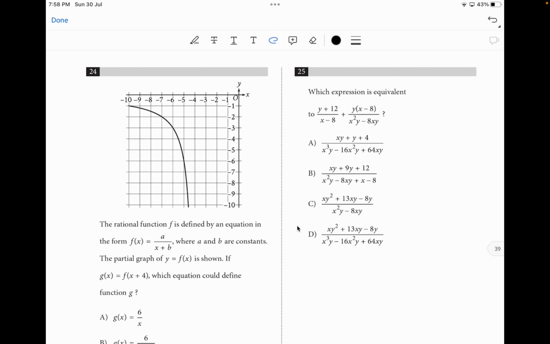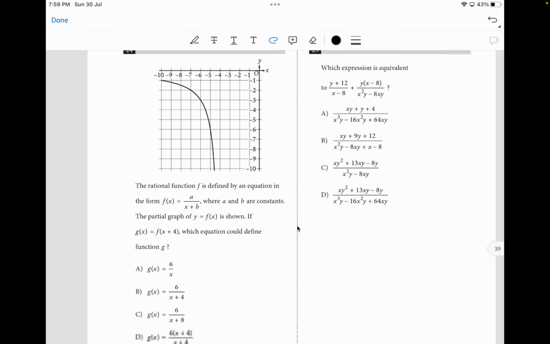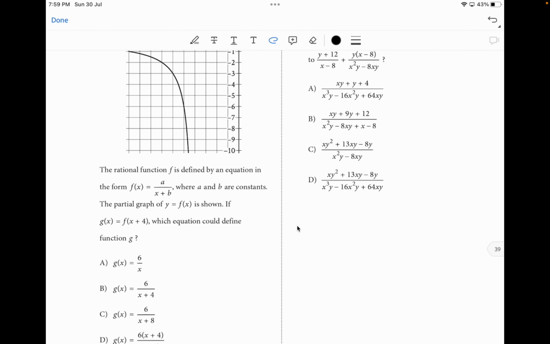Okay, question number 24. Interesting question. The rational function f is defined by an equation in the form f of x is equivalent to a divided by x plus b, where a and b are constants. The partial graph of y equals f of x is shown. If g of x is equal to f of x plus 4, which equation could define the function g? Okay, so you can see that this is a graph.